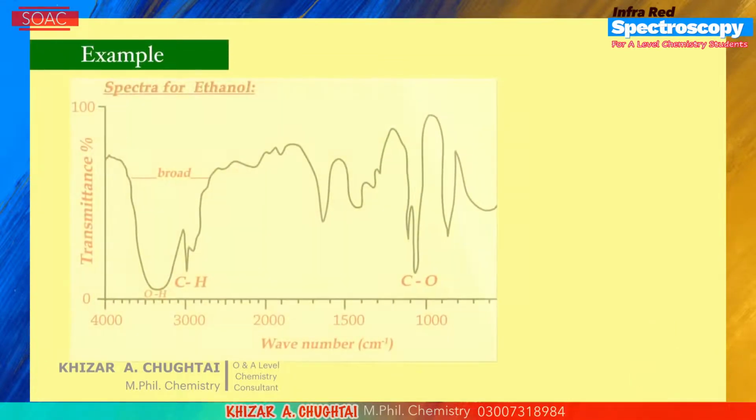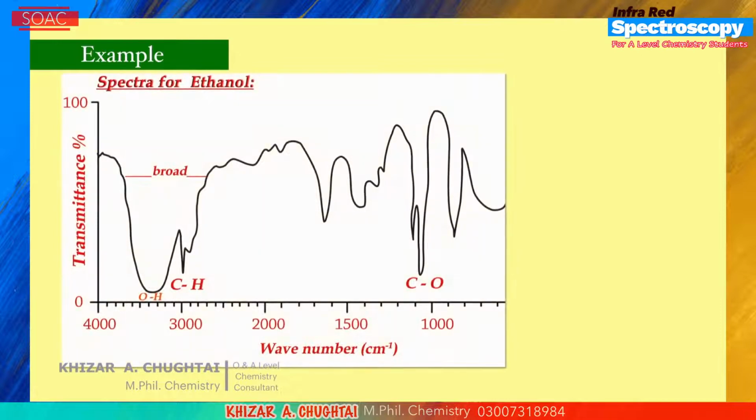Just have a look at the next example, an alcohol, ethanol basically. You should remember the shape of this OH group. This is the shape of the OH group. This is a broad peak, and it is almost touching the x-axis, at almost 3300 wave number. This is a broad peak.